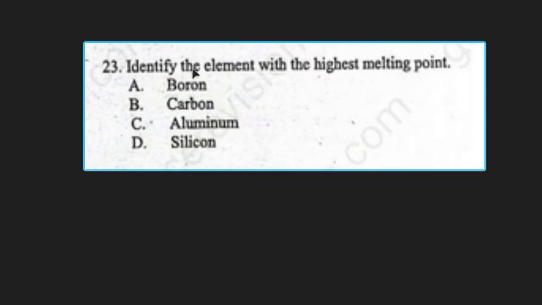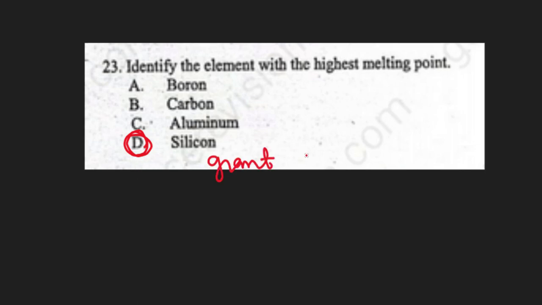Question 23. Identify the element with the highest melting point. For the element with the highest melting point, it is going to be silicon. Why does silicon have a higher melting point? Due to its giant covalent structure. Silicon has a giant covalent structure. That's why it has a higher melting point.